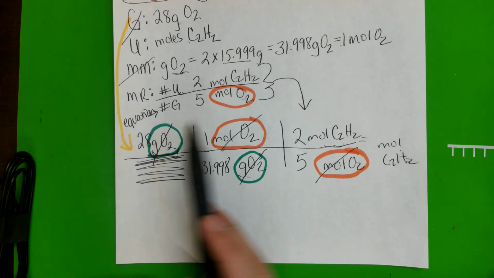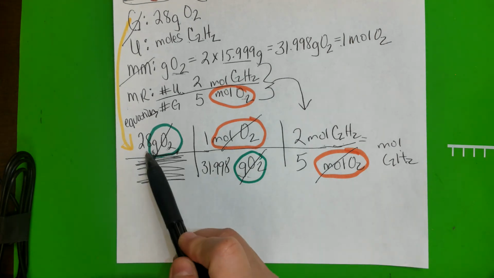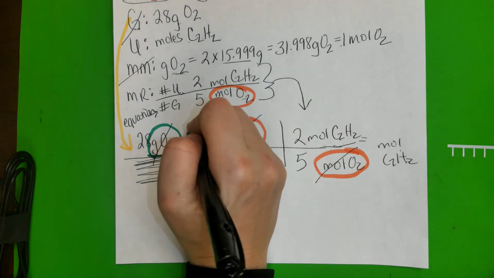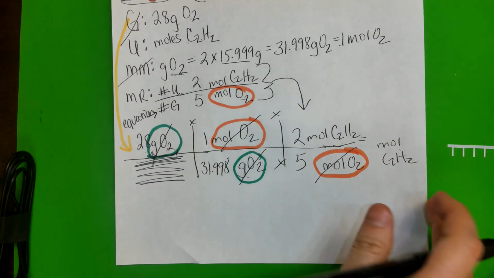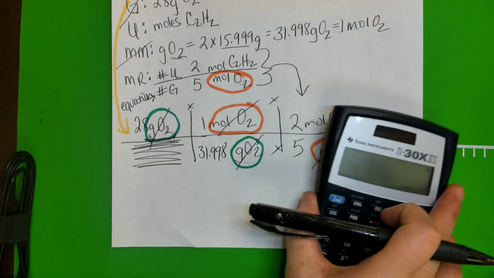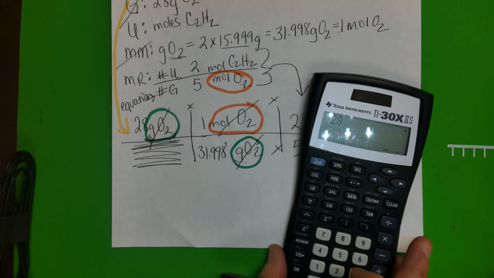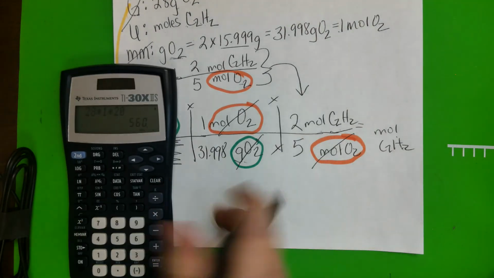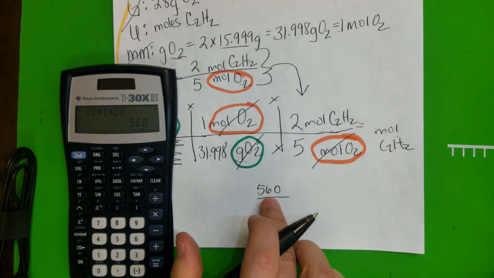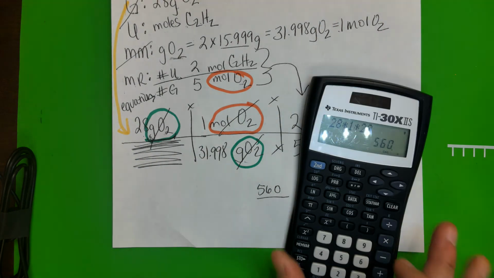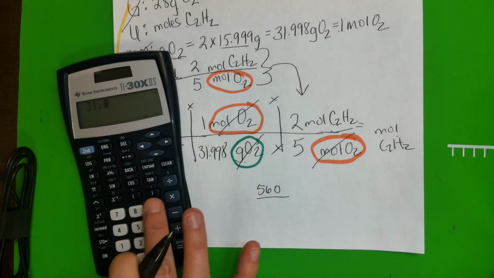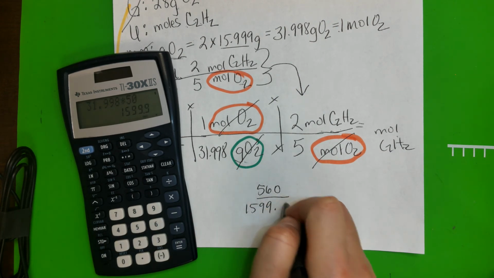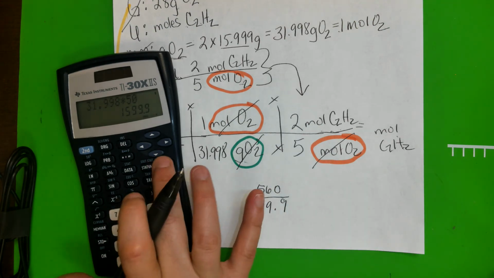So now, how do you multiply? Remember, you're going to have a different number. But it's very simple math. You multiply the top, then you multiply the bottom. It will be 28 times 1 times 2. The top part is 560. And I'll just put it down here. Okay, so the next one's tricky. It's 31.998 times 5, which is 1599.9.